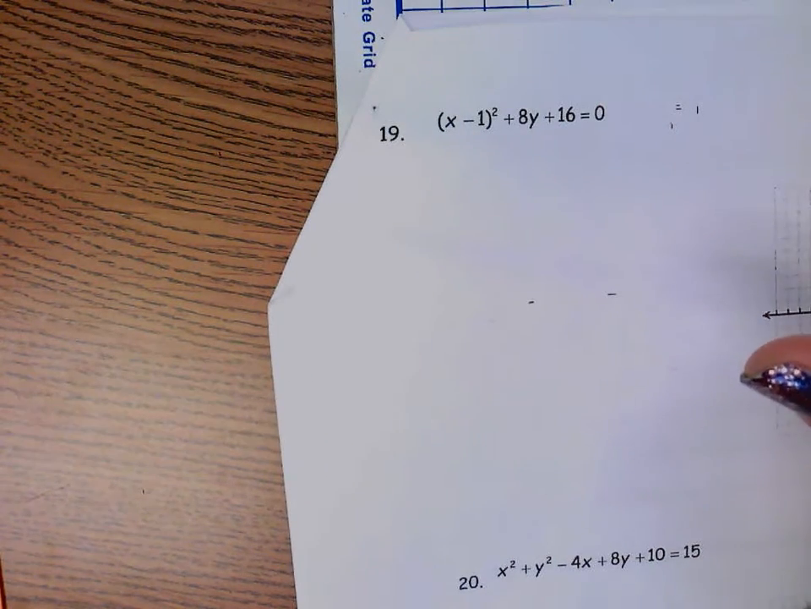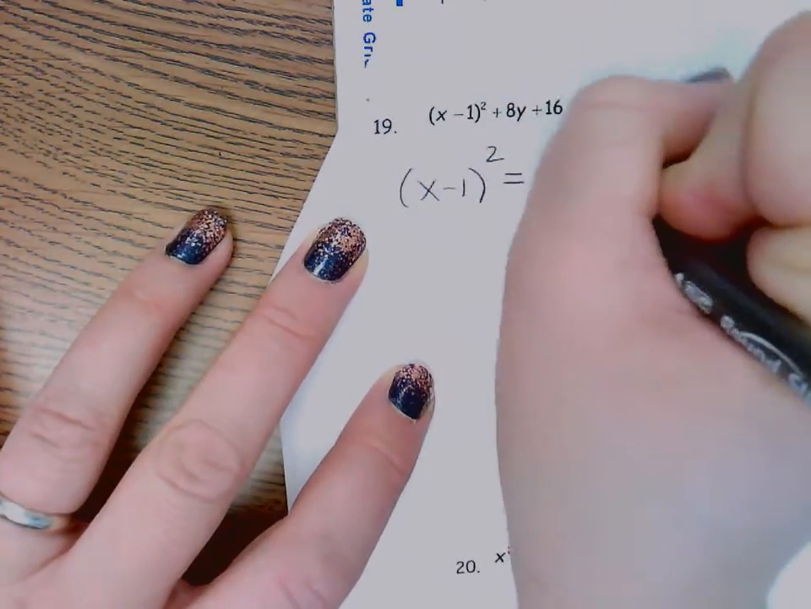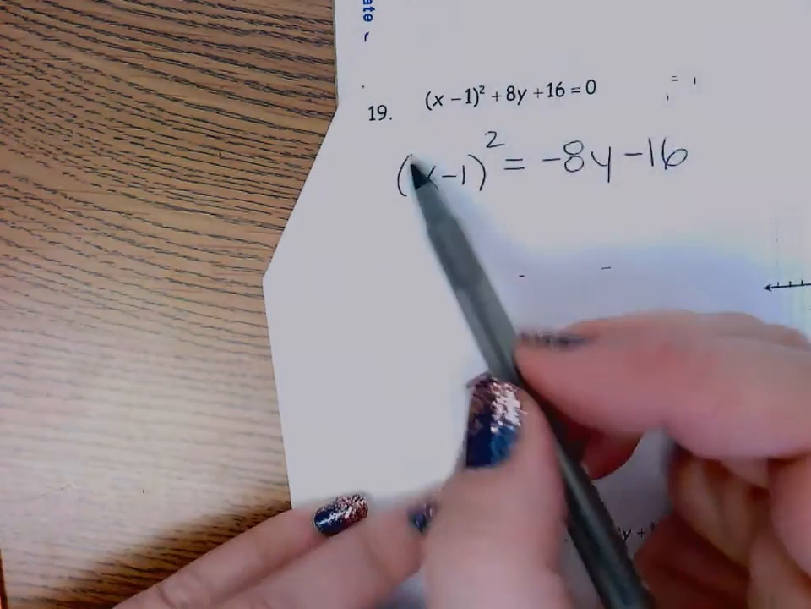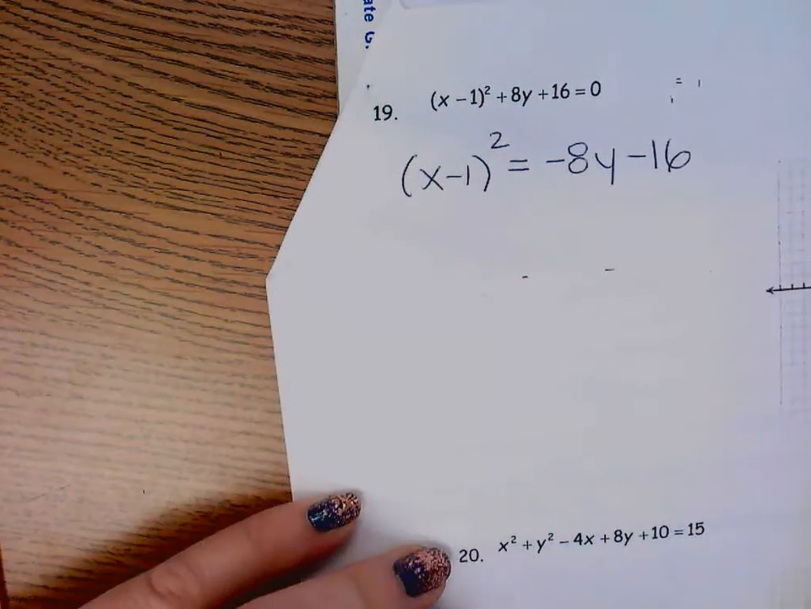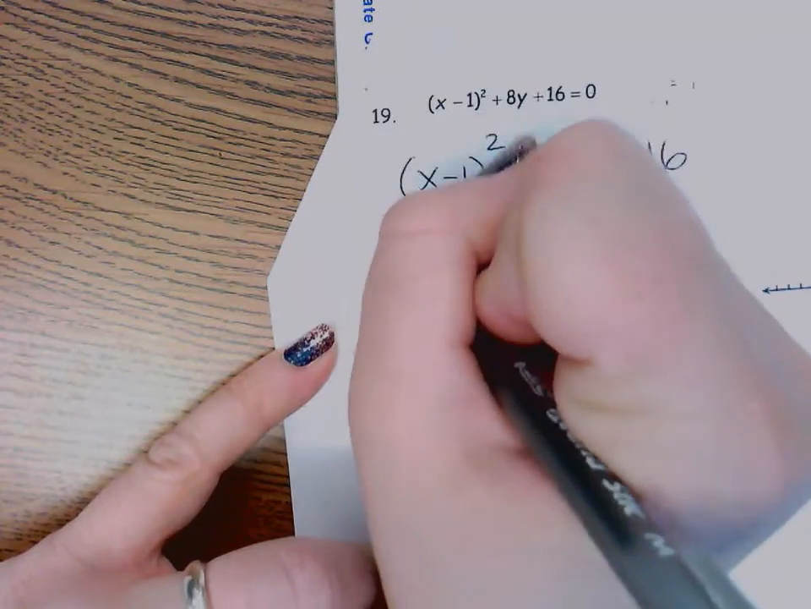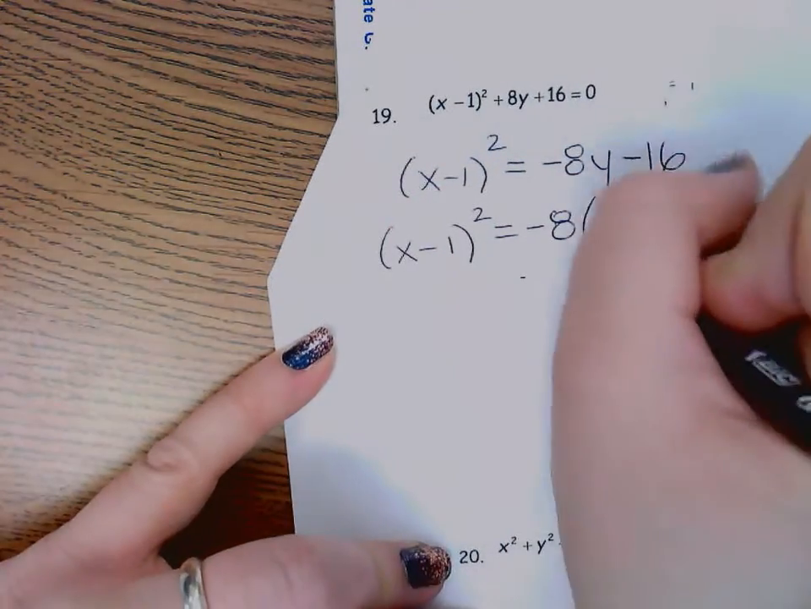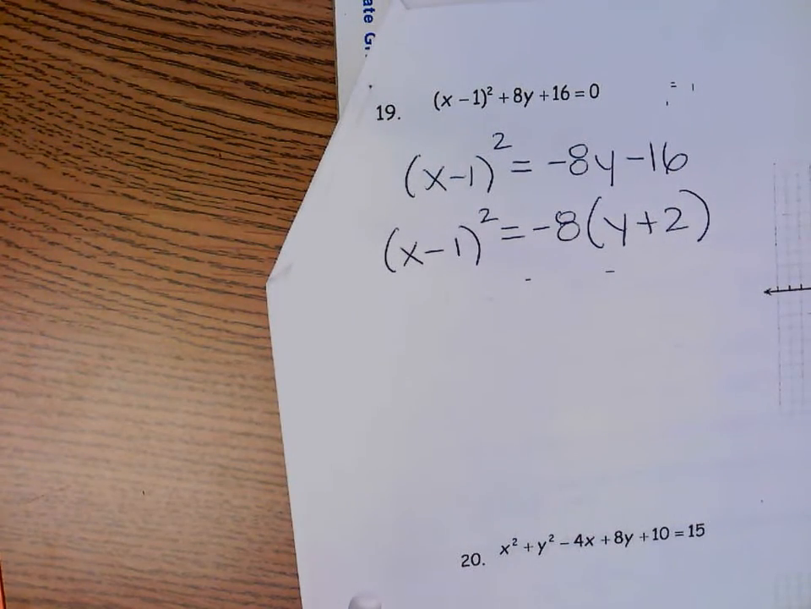So to get this in standard form, we're going to leave the x minus 1 squared on the left, and we're going to subtract the 8y and the 16 to the other side. So you want this to be the squared thing and all the other stuff to go on the other side. And then you have to factor out your 4p value. So I'm actually going to factor out a negative 8. So I get y plus 2 left in the parentheses. So now it's in standard form of a parabola that I can graph.